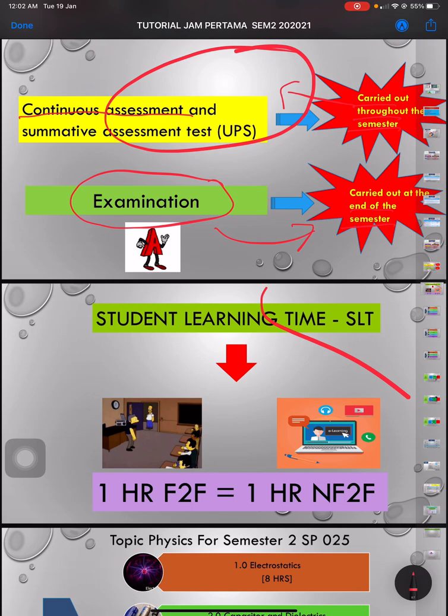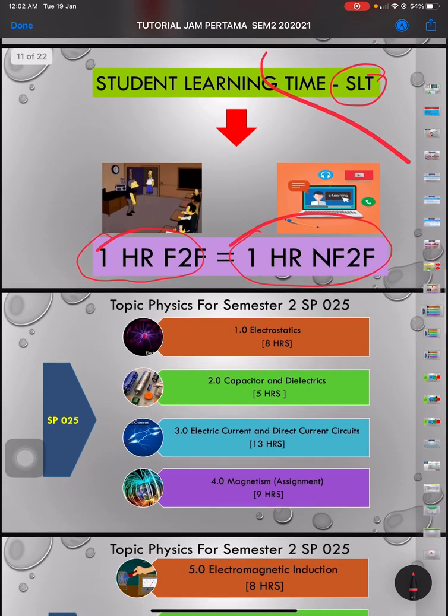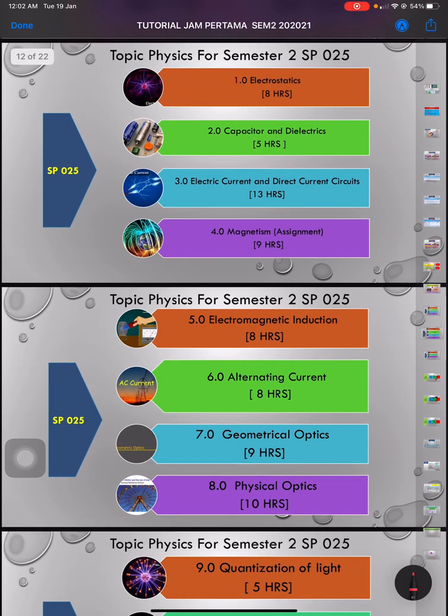How to calculate the student learning time, SLT. SLT means when you attend 1 hour of face-to-face class, you have 1 hour of non-face-to-face. Waktu ni you boleh buat assignment, you boleh study untuk 1 jam sepatutnya. Okay, so kita tengok sikit, what are the physics topics for semester 2? Most of it is more about electric, and it is very good if you understand it.